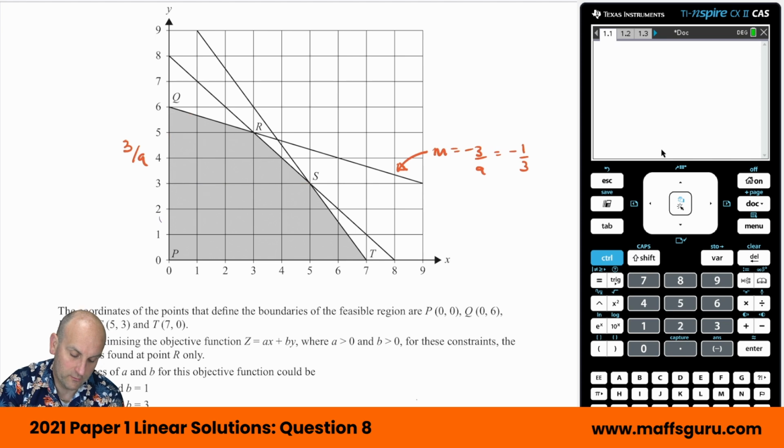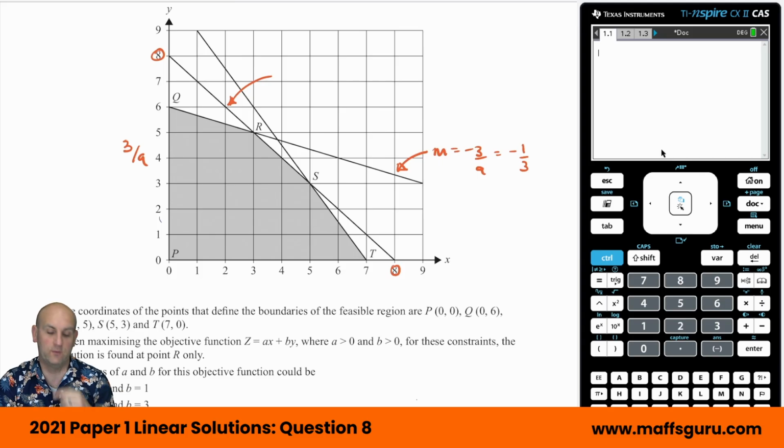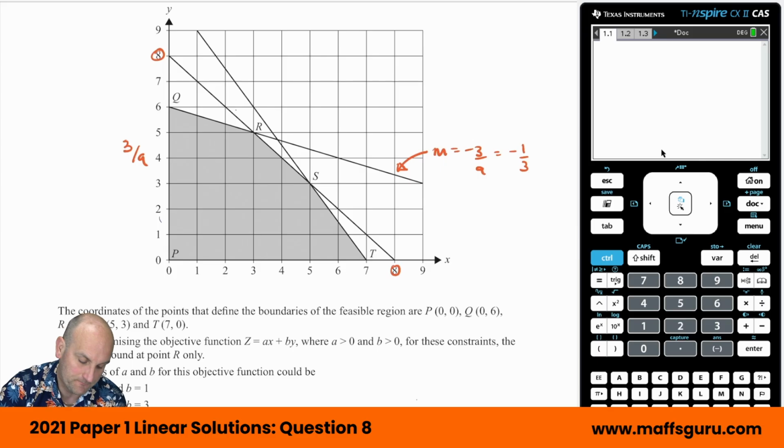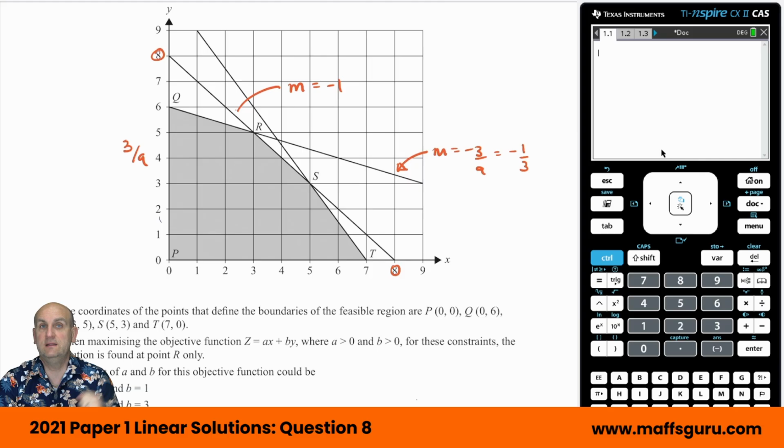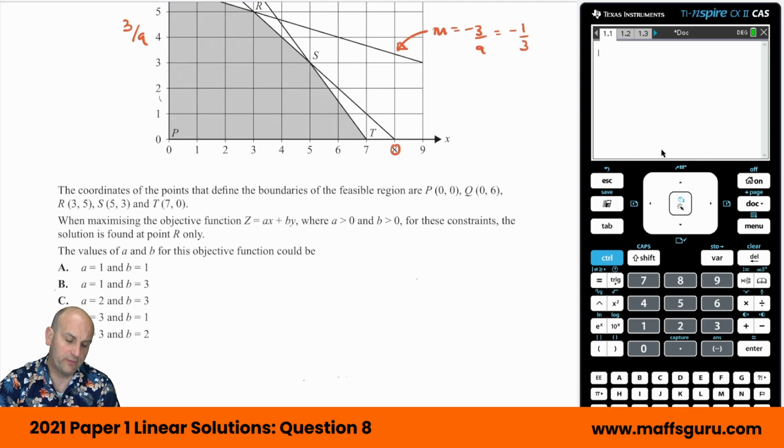Now we're going to find the gradient of the line going through R and S, which is that line there. That's actually easier to do because the intercepts on both the x and y axis are at 8, so that means it has a gradient of 1, but because it's sloping down, it's going to be -1. So that line has m equal to -1. So we need to make sure that our objective function, our z, has a gradient that falls between -1 and -1/3. How do we do that?